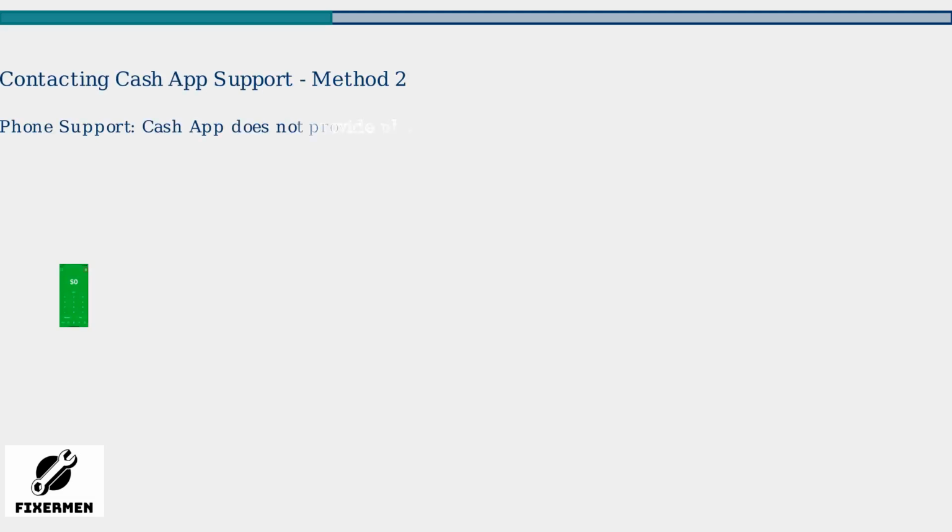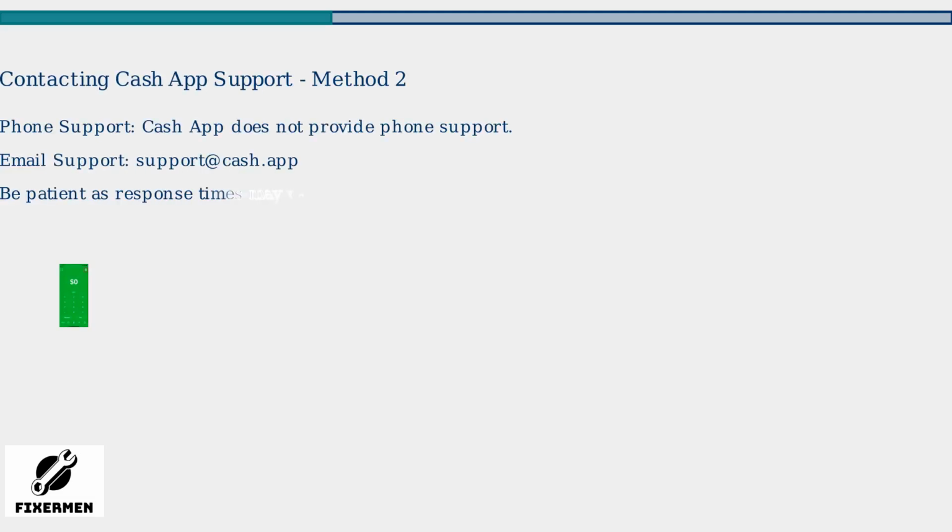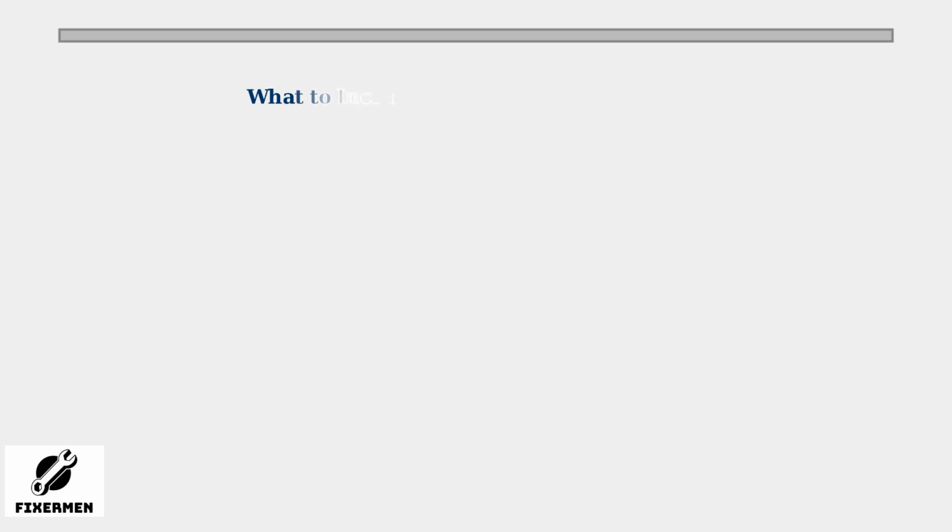If the in-app support method doesn't work, you can contact Cash App support via email. Cash App does not provide phone support, so use their official email address, support@cash.app. When sending your inquiry, be patient, as response times can vary depending on volume. When contacting Cash App support about error code 2001, include specific information to help them resolve your issue quickly.